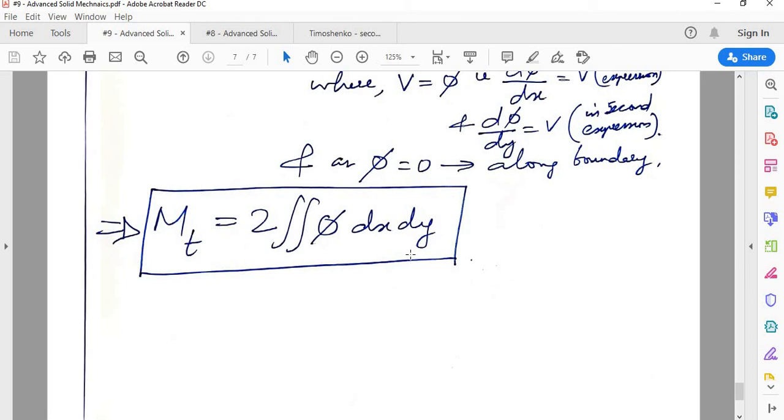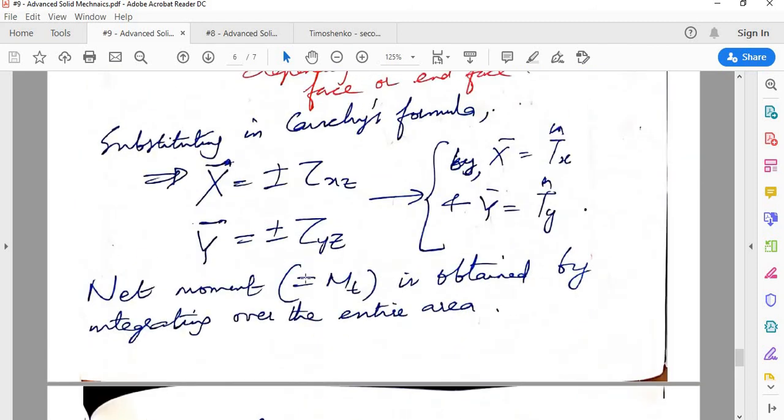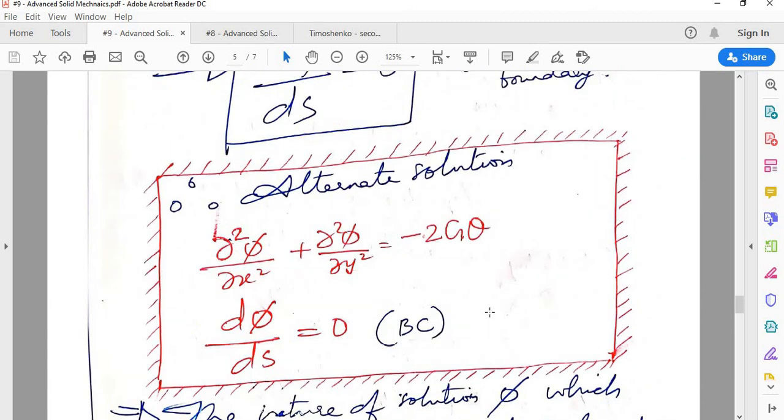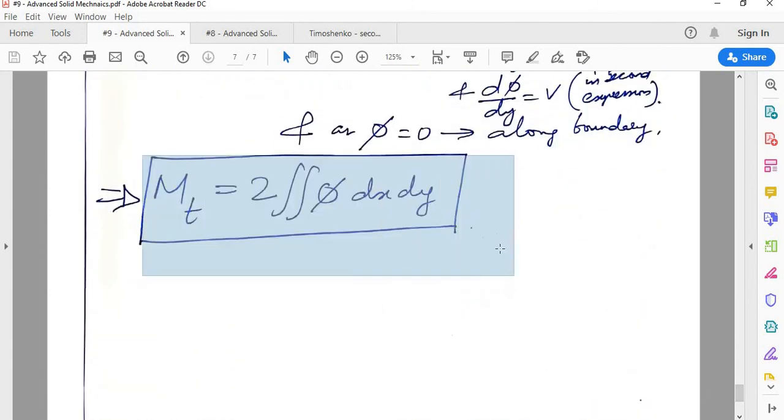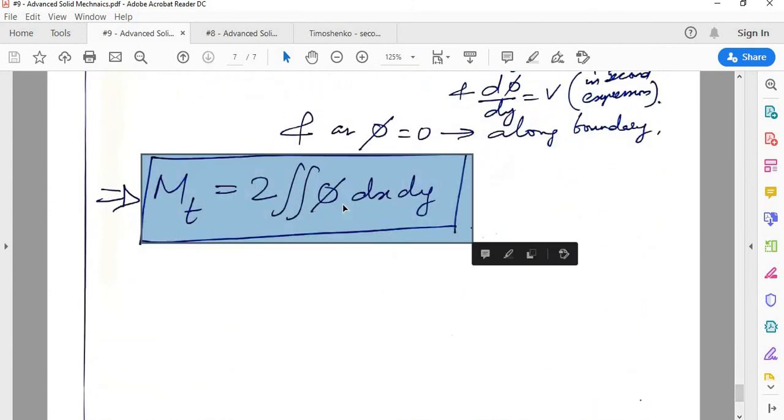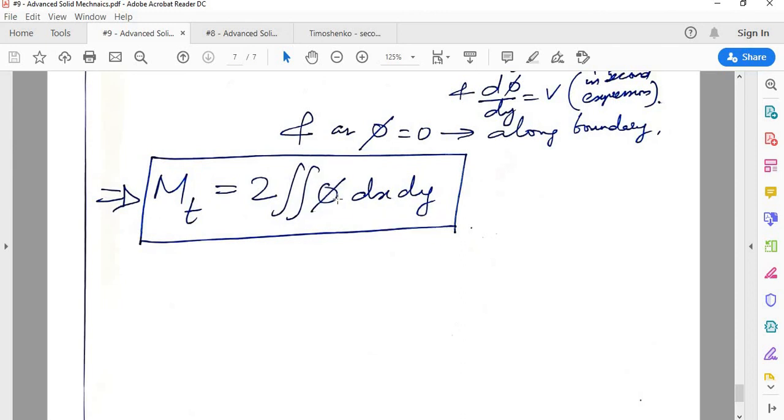This is the complete solution. Actually, the complete solution is this one only. These are the two equations using which you can find the solution. But this part is all about writing the axial torsional moment in terms of the stress function. I hope you have understood the lecture. If you have any doubts, please let me know.